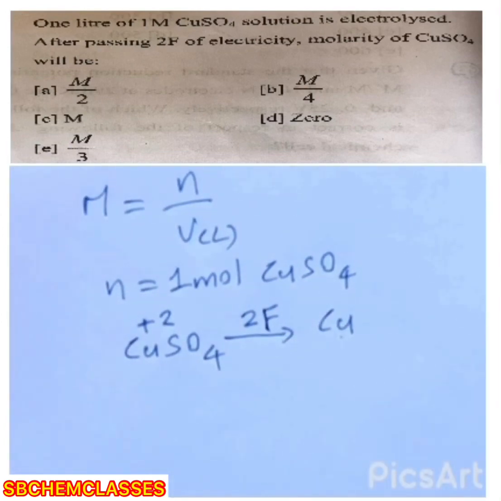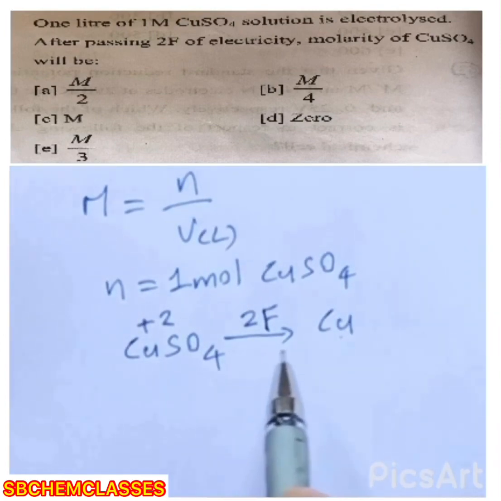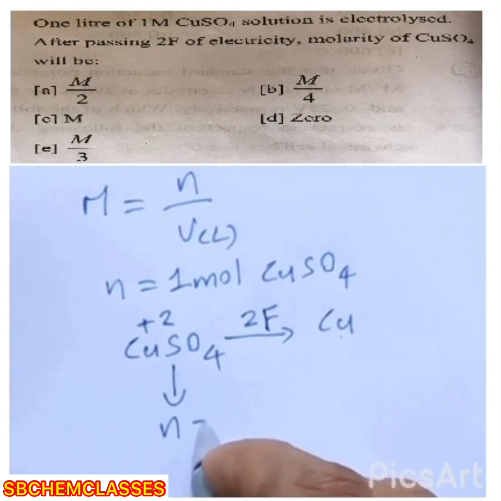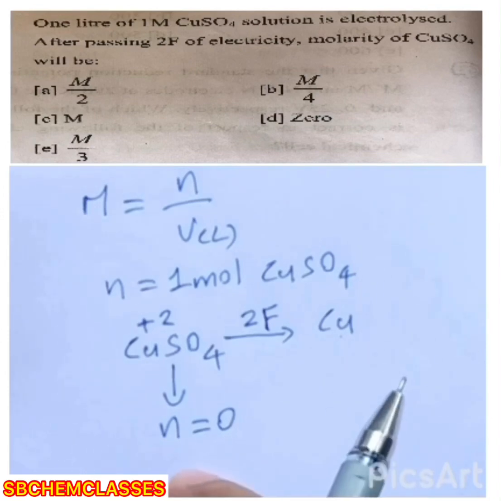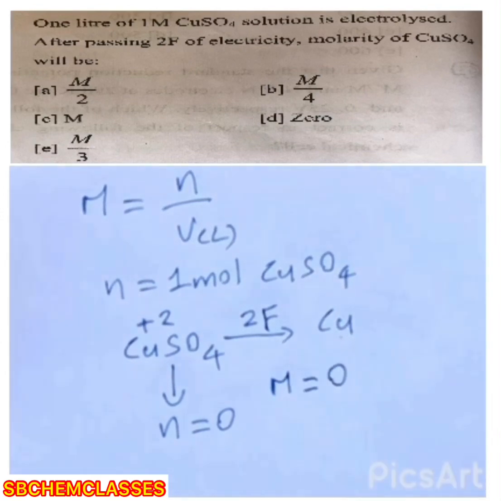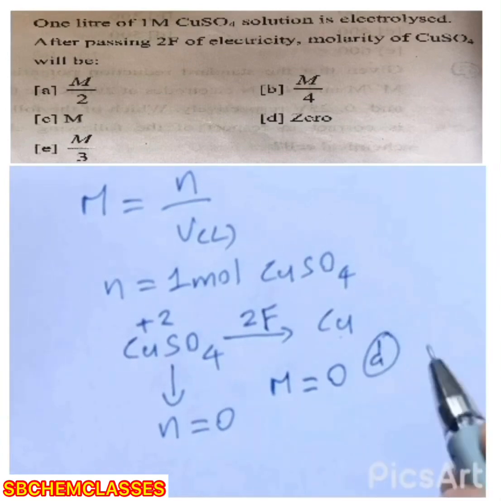We already provide 2 Faraday electricity, so all copper sulfate is converted to copper. So number of mole of copper becomes 0. If number of mole equals 0, molarity will be 0. So option D.